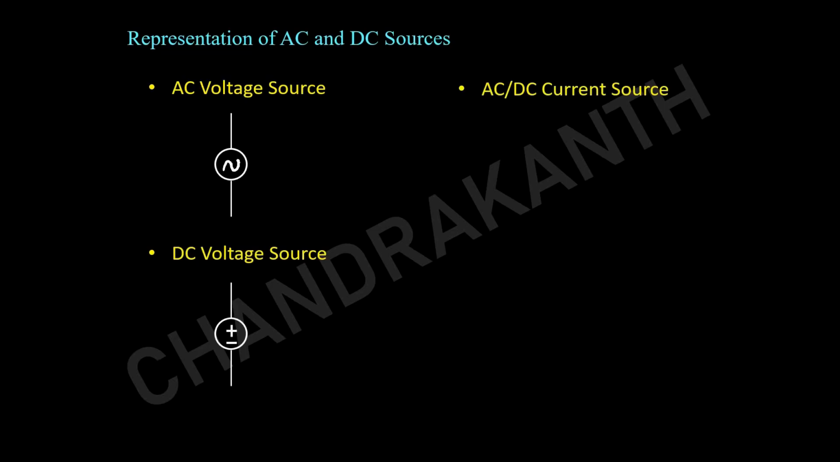Current sources, whether AC or DC, are both represented by the same symbol, that is an arrow symbol inside the circle, which indicates the direction of the current flow. If the direction of the current flow is upward, then you will represent the arrow in the upward position. If the current flow is from the top to the bottom direction, then you will represent it inside the circle in the same way.